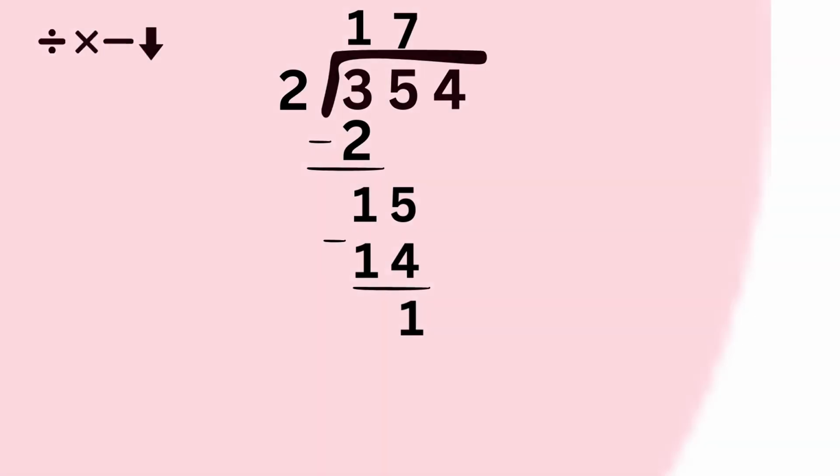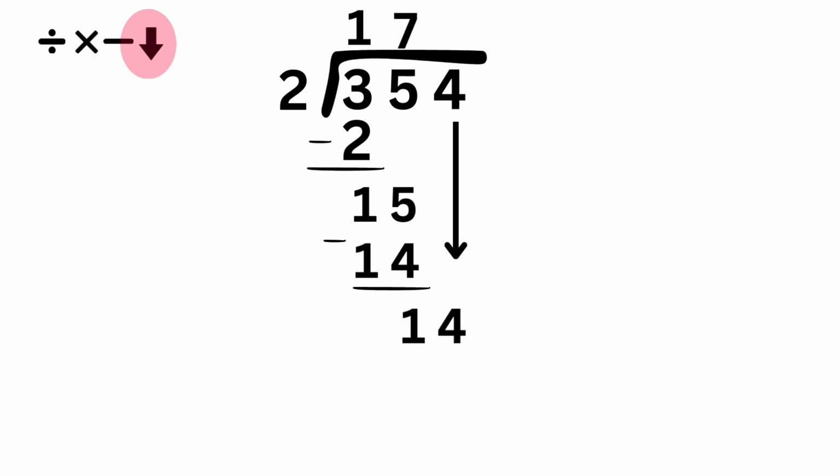My last step is to bring down the next digit. In this case, it's that last digit, the 4. I bring it straight down and make a new number, the number 14. And I start from the very beginning again. What is the first step? Do you remember? Yes. See how many times that 2 can fit into 14. We're always coming back to that outside digit.